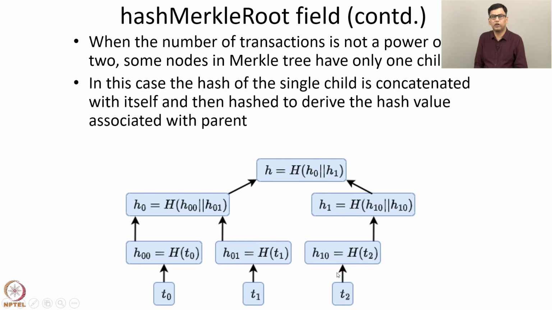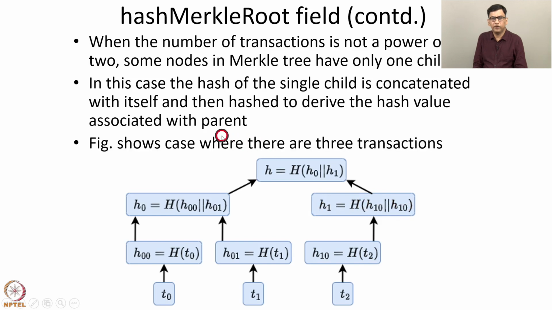So in that case, the hash of the single child, such as this T2, is concatenated with itself and then hashed to derive the hash value associated with the parent. So we can see here that h10 is concatenated with itself, and we find out the hash of the concatenation of h10 with itself, and that is the value h1, which is stored corresponding to this node in the Merkle tree. So this figure shows the case where there are 3 transactions. So this is an example where the number of transactions is not a power of 2.